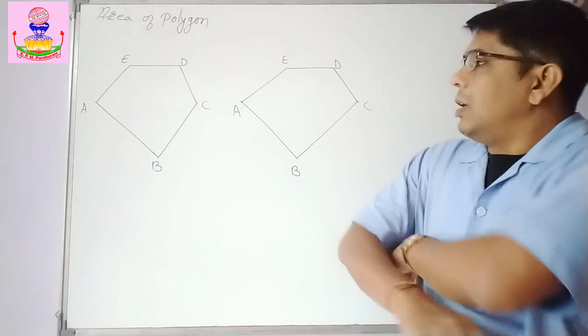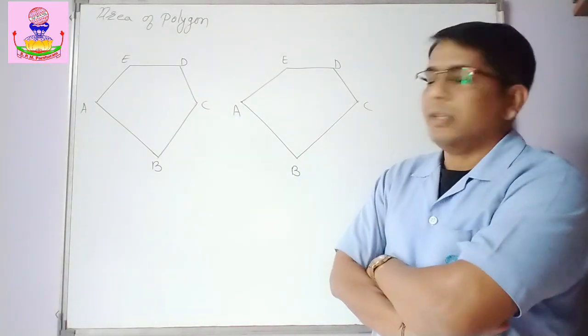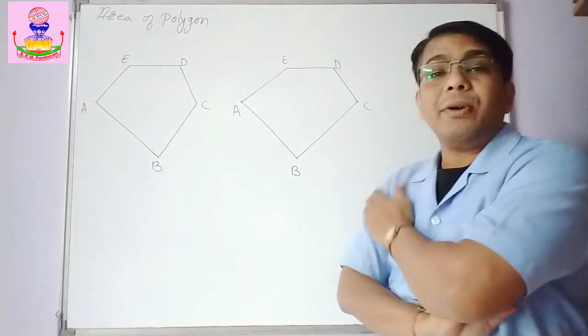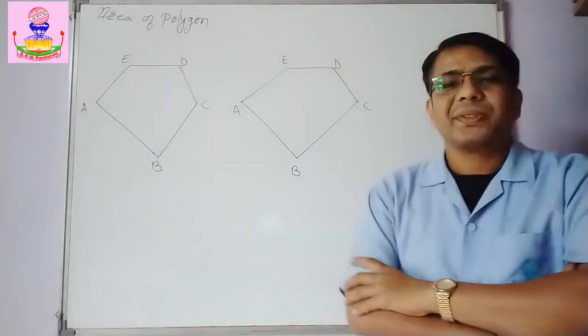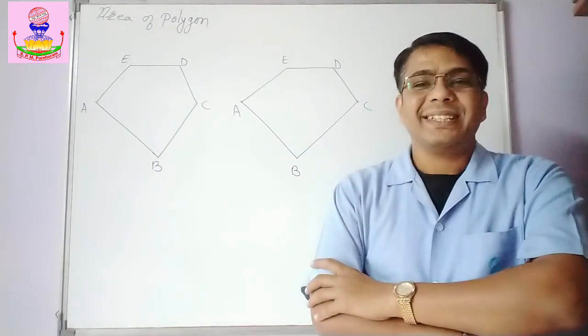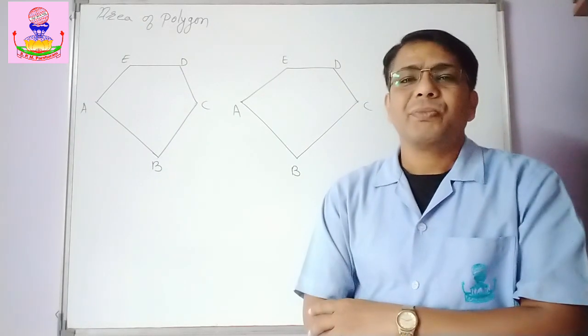Now see, to find out the area of a polygon, I have drawn two polygons here. Actually, it is the same, a pentagon, and we are supposed to find out its area. So how can we do it? For that, what are we supposed to do? Again, the triangulation method. You try to form the triangles. For that, what can you do?